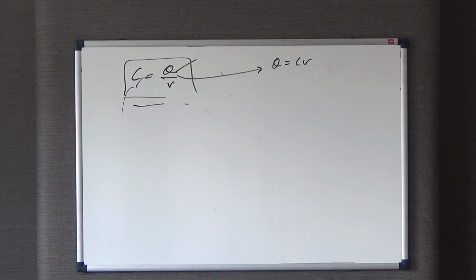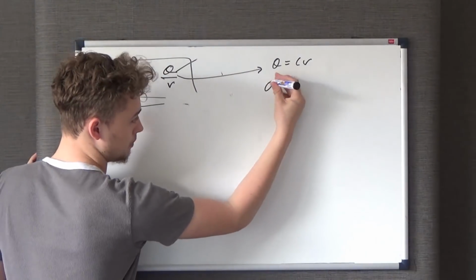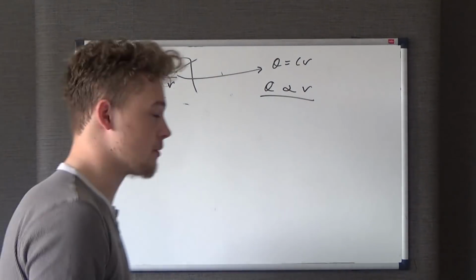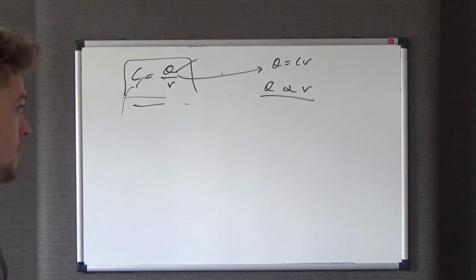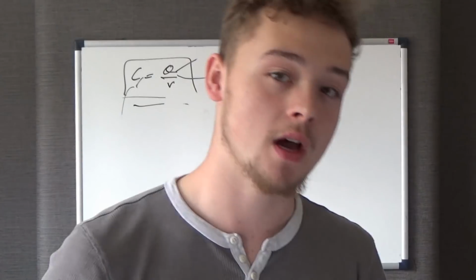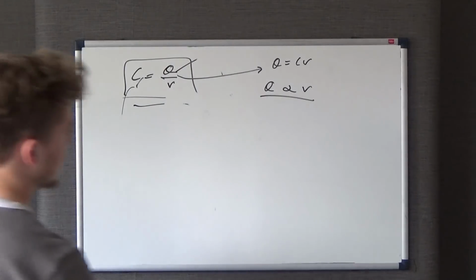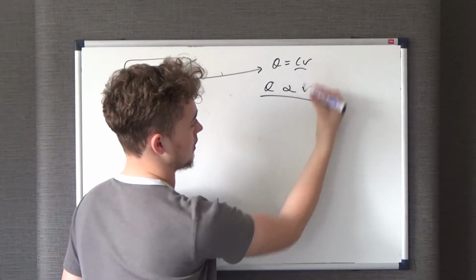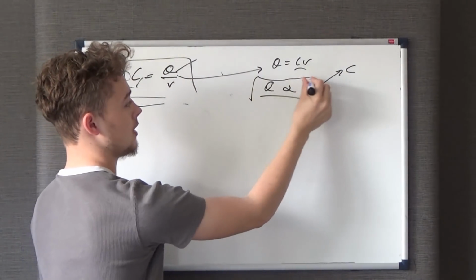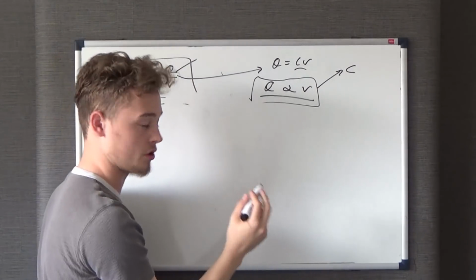Okay, so for all capacitors, the charge will be directly proportional to the potential difference. Because the more charge they have, the more potential difference they will have across them. But how much potential difference they can store for each unit charge is different for each capacitor. So therefore we say a constant of that is the capacitance. So the constant of proportionality is C. So this implies a graph of charge against potential difference will have a constant gradient of C.